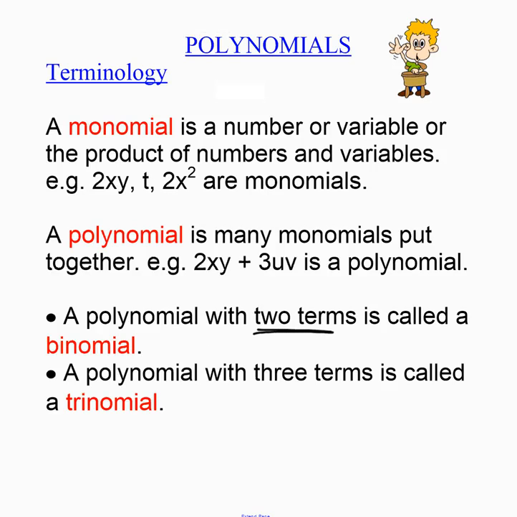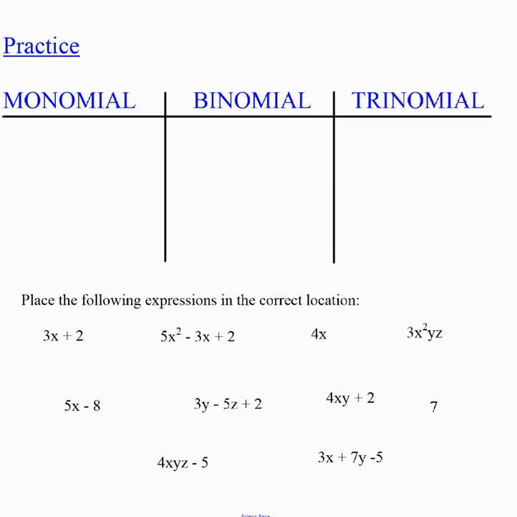Like bicycle has 2 wheels, binomial, 2 terms. 3 terms is called a trinomial. Same thing, tricycle, 3, trinomial or triangle, 3. Then anything more than 3, call it a polynomial. So let's see if you can practice that. Again, I would suggest that you pause the video, give these a try, and then restart the video.